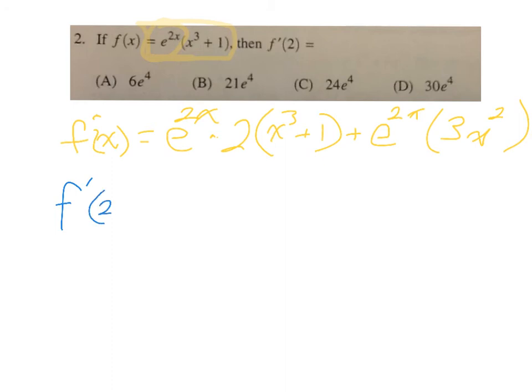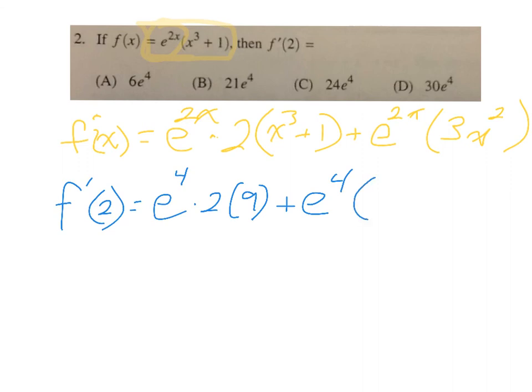We're going to evaluate that at 2. So this becomes e to the 2 times 2, which is 4. Here I'm going to get 2 cubed plus 1, so we're going to get 9, plus we're going to have e, again, to the 4, and 3x squared. So x squared is 4 times 3, we're going to get 12.